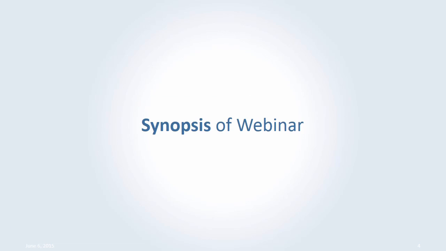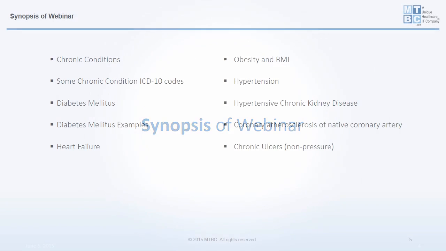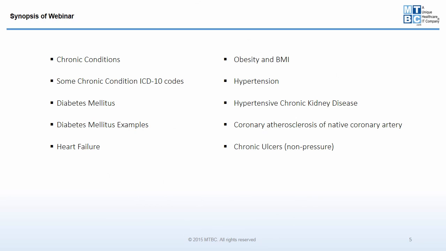Okay, so what we're going to go over today on this webinar is some chronic conditions, including diabetes, heart failure, obesity, hypertension, any chronic ulcers, coronary artery disease, and BMI.